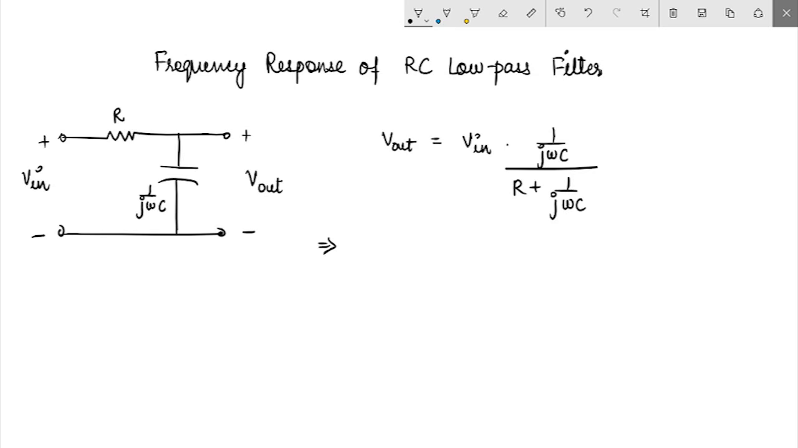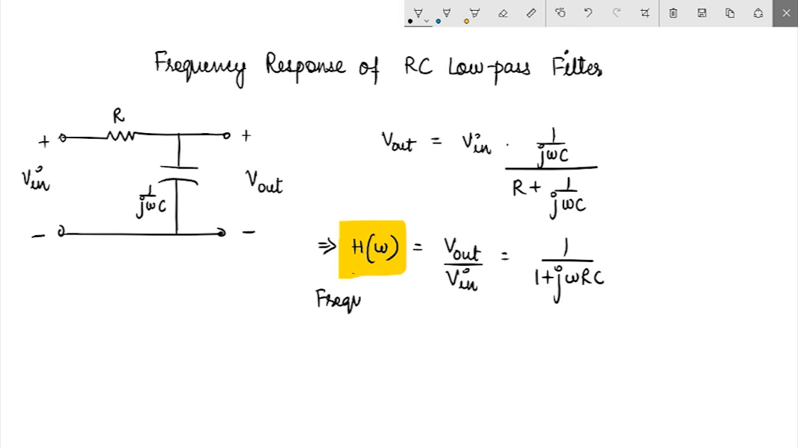So if I define the ratio of V out by V in as a function H, which is actually a function of omega, I can say that V out by V in is equal to 1 upon 1 plus j omega RC. This H of omega is called the frequency response of this filter.